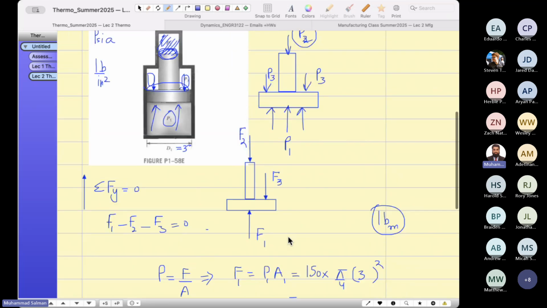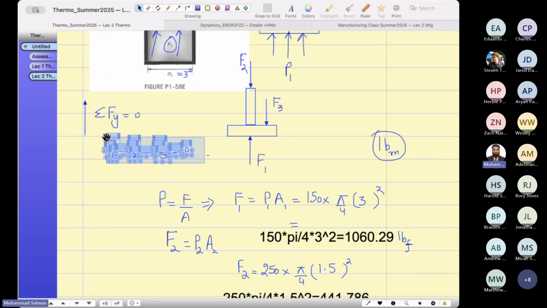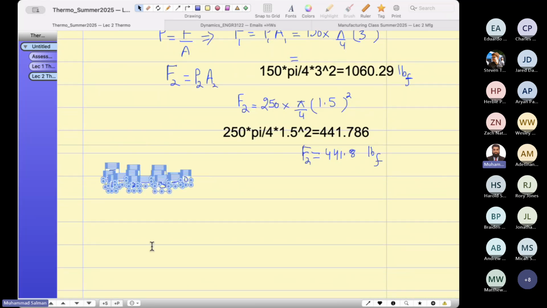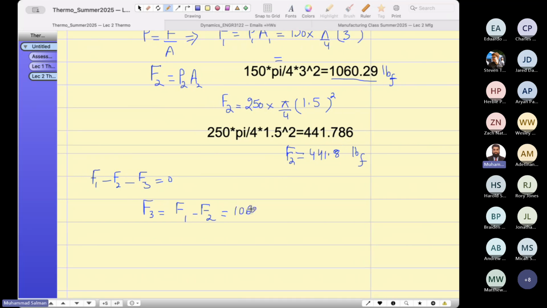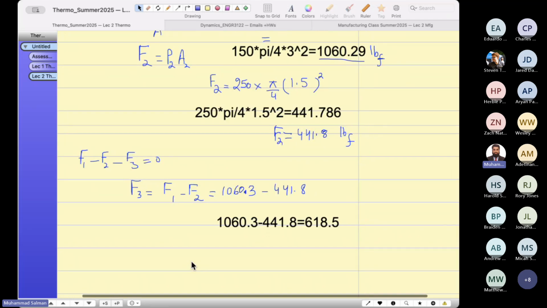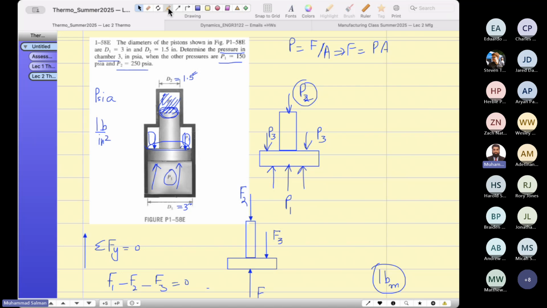Now we are good. We have to take the same free body diagram. I like free body diagrams. So when you see such questions, it is good that you show the forces in terms of arrows. So F3, and what is F1? It is 1060.3. This is 1060.3 minus F2. Now guys, this is the force exerting in this chamber. This is the chamber, okay?